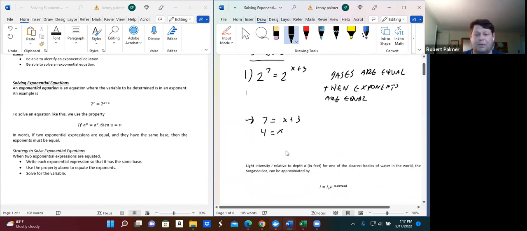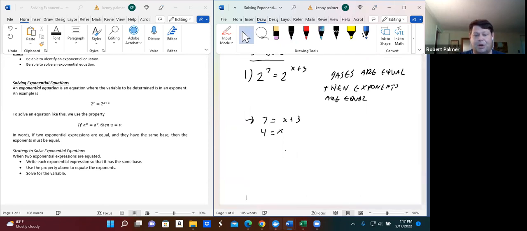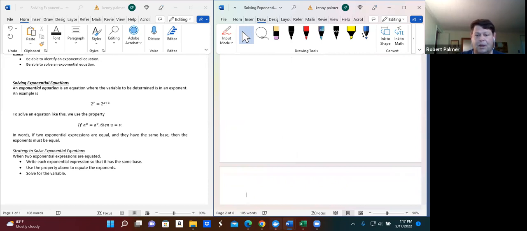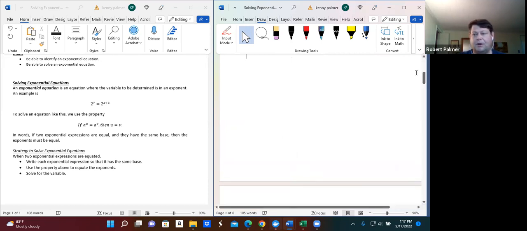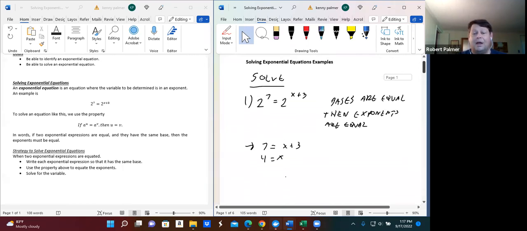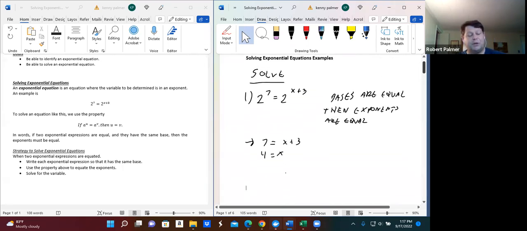Let's look at one more example. What you see below is an application problem we'll look at in just a moment. Let me move that to the next page. There we go. Then we'll come back and take a look at another example. There are other kinds of exponential expressions, ones in which both sides are not written as a single exponent, but this is what we're going to focus on today. So now let's take a look at number 2.